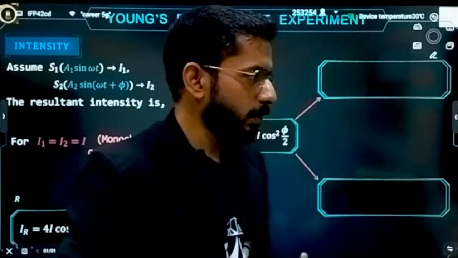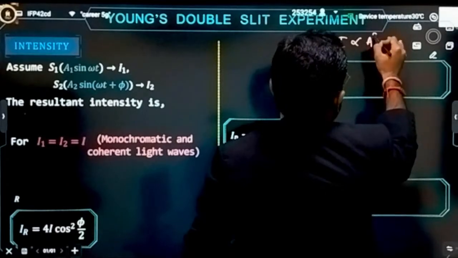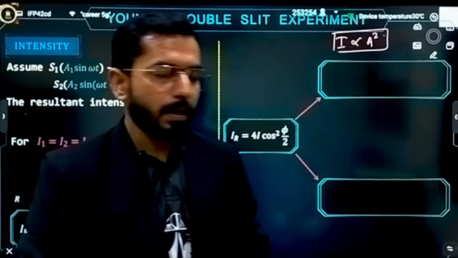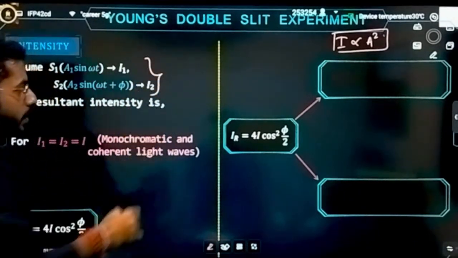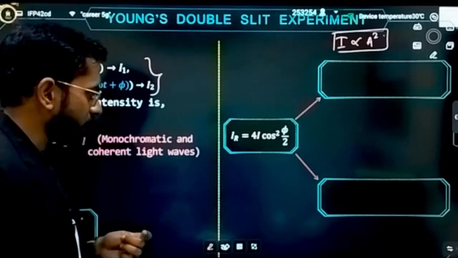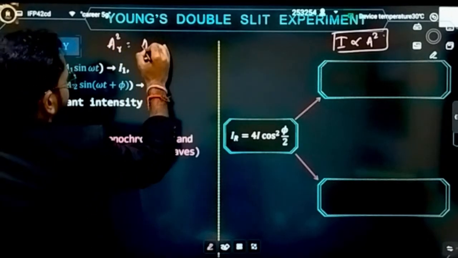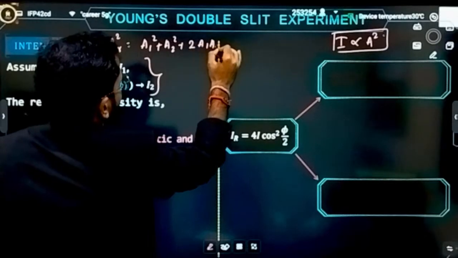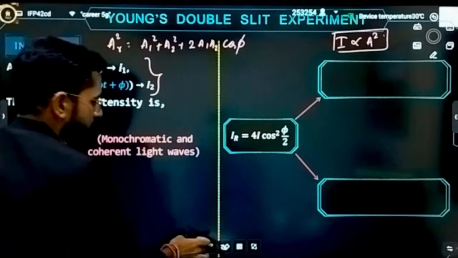All of you should remember from SHM, from last year, that intensity is directly proportional to A square, amplitude square. Now quickly a little recap. When you do superposition, you get a new third wave, and the resultant was given by A resultant square equals A1 square plus A2 square plus 2 A1 A2 cos of phi. Correct? This is what you can write.